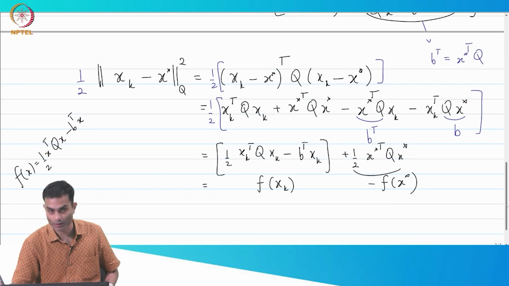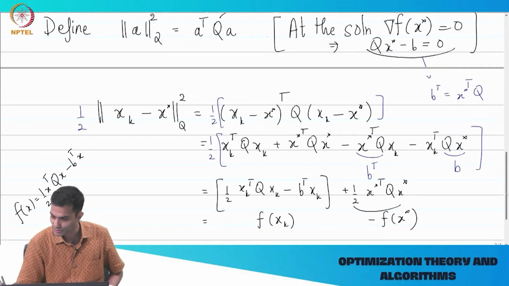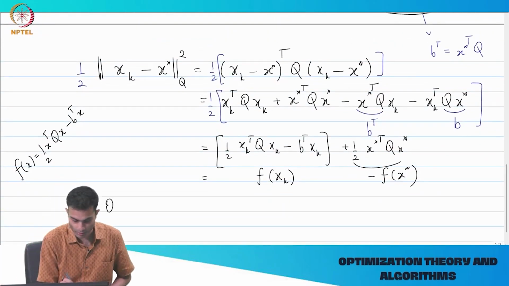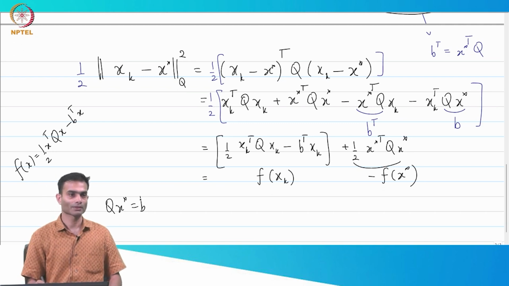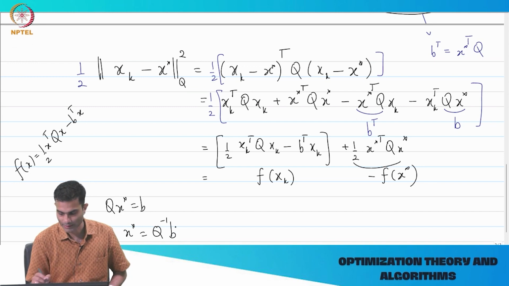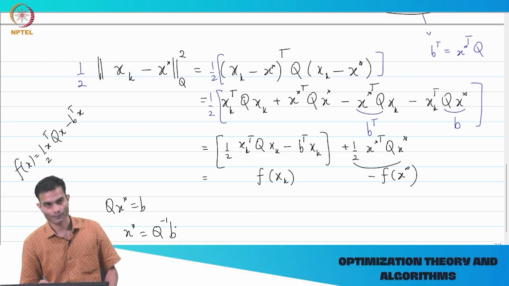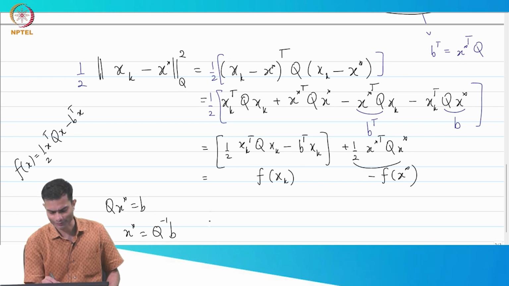So let's try to write it out a little bit more explicitly. What is the solution over here? Qx star is equal to B. From here, what do we do next? So x star is equal to Q inverse B. Then substitute in the expression of f. Okay, what will I get?